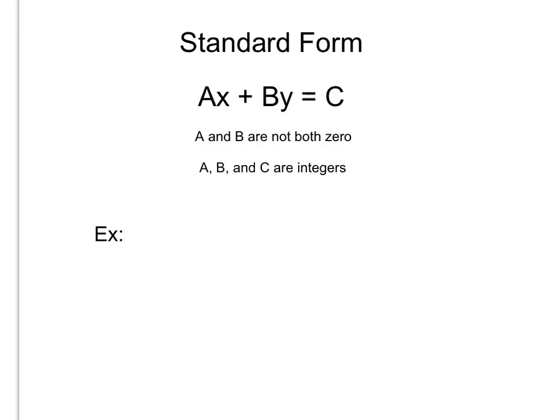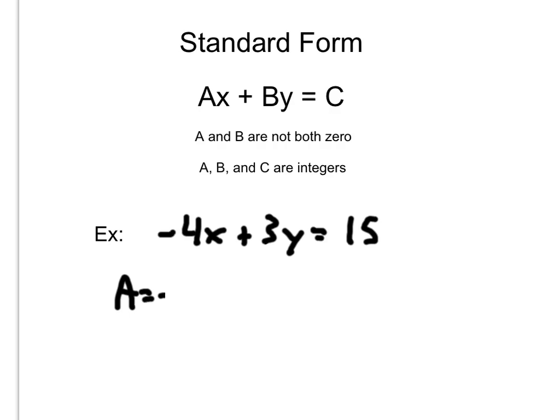Okay, a and b are not both 0. So one could be 0, the other could be 0, but not both of them. And a, b, and c are integers. So a, b, and c are going to be numbers. So for example, we might have negative 4x plus 3y equals 15. That is standard form, where a is negative 4, b is 3, and c is 15.